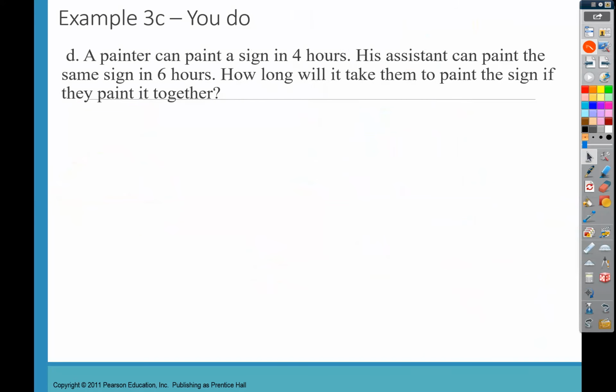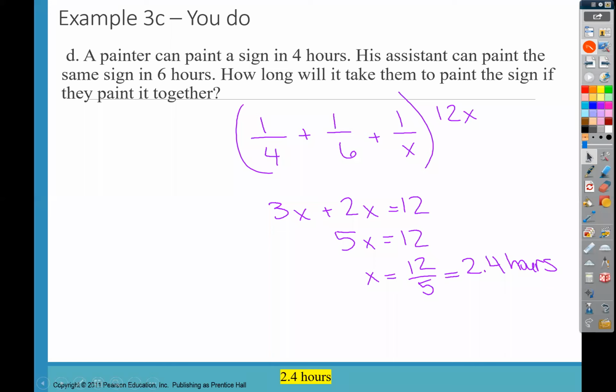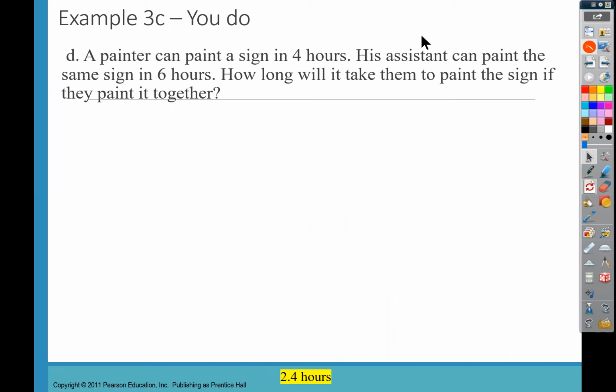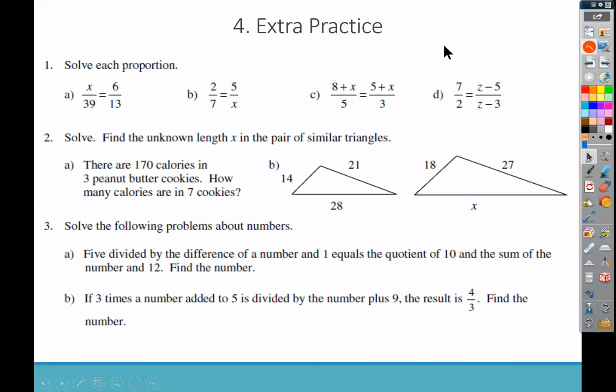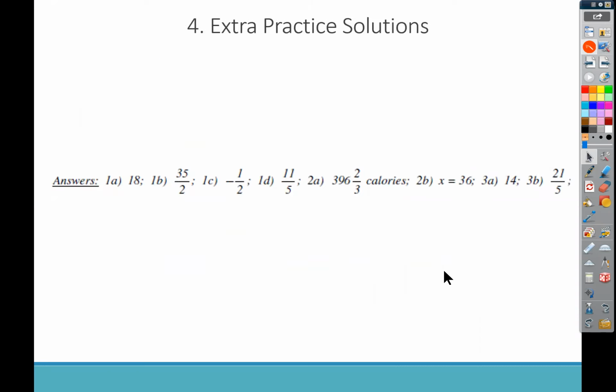All right, here's one for you to do. So I'm going to pause it. You should do the same and work it out. So you should have gotten 2.4 hours for them to do it together. All right, here's some extra practice. I want you to pause this and try to work it out. And then here are the answers for you to check.